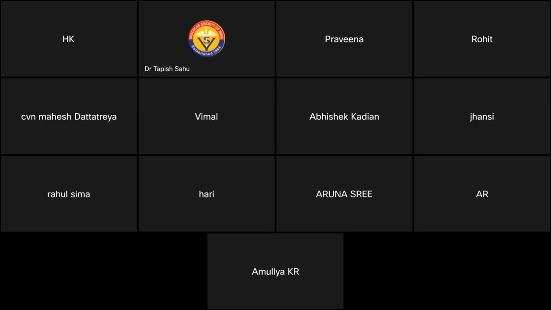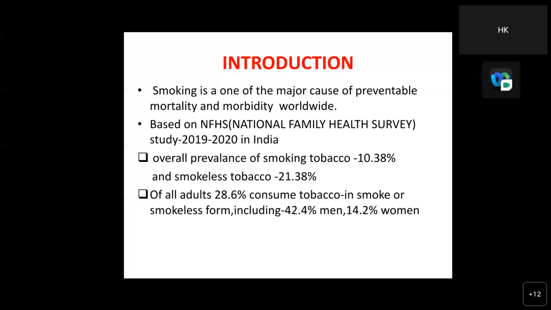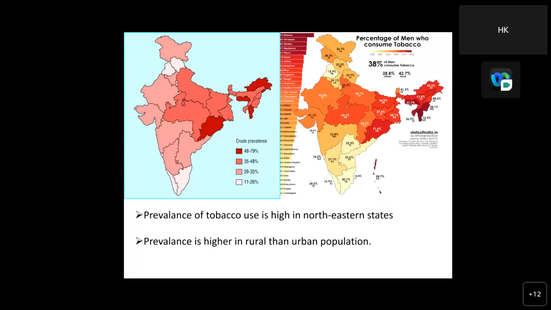Smoking is one of the major causes of preventable mortality and morbidity worldwide. Based on the NFHS study in 2019 and 2020, the overall prevalence of smoking tobacco use in India is 10.38%, and smokeless tobacco usage is about 21.38%. Of all adults, 28.6% consume tobacco in smoke or smokeless form, including 42.4% of men and 14.12% of women.